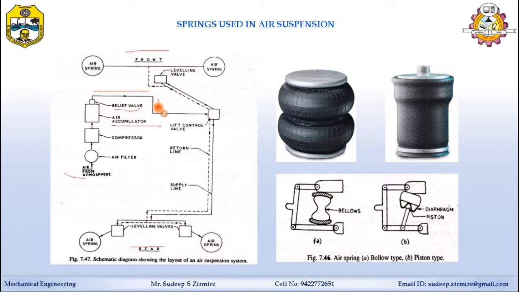Then this line is connected to the lift control valve. Here you can see the lift control valve. This is operated manually or electronically. This system is also used to operate electronically. Then there are two lines that go from this. You can see here the solid line and dotted line. This goes to the leveling valve. So it maintains the standard pressure inside the air spring.